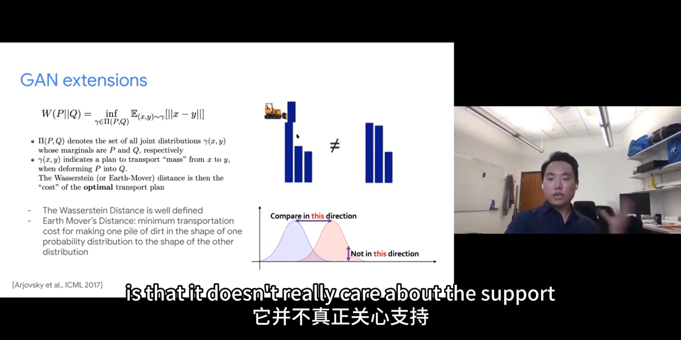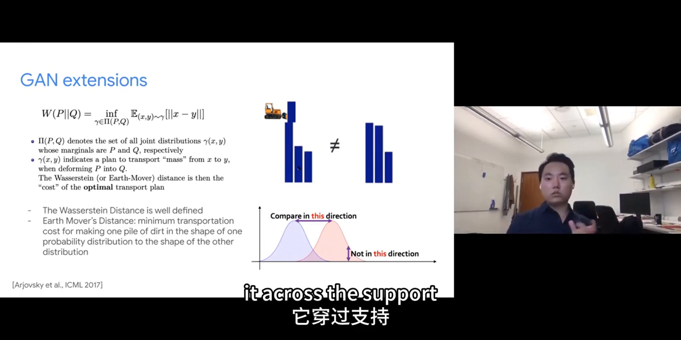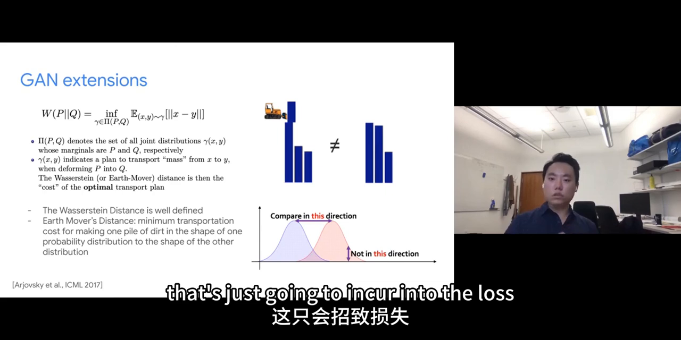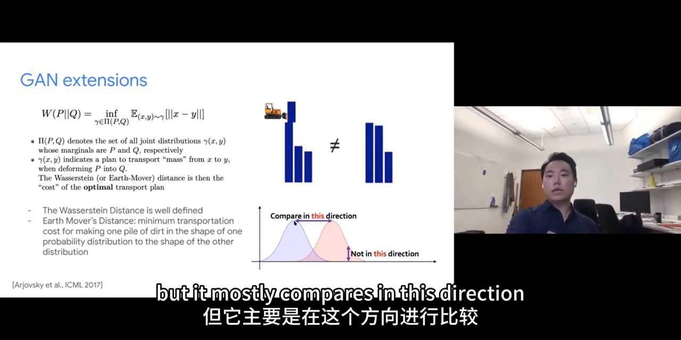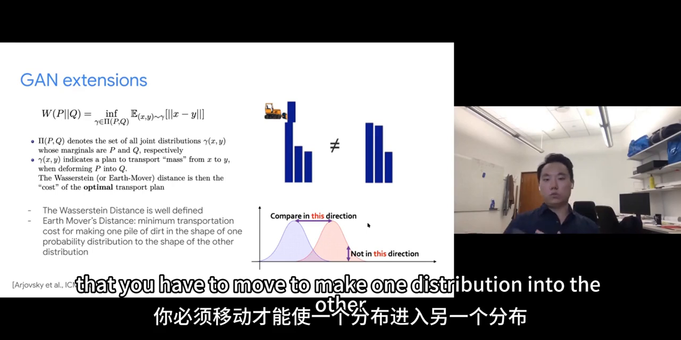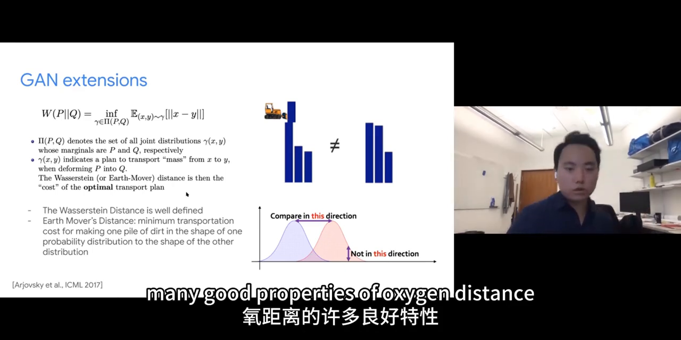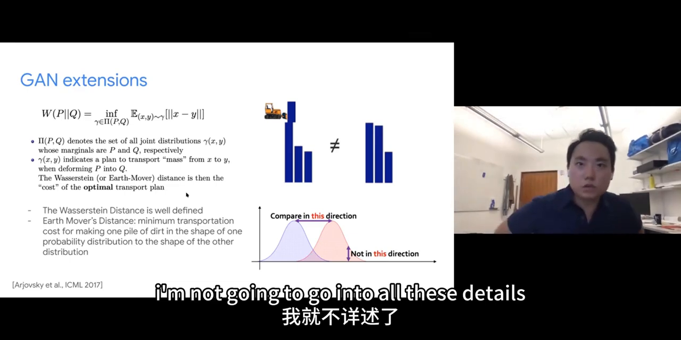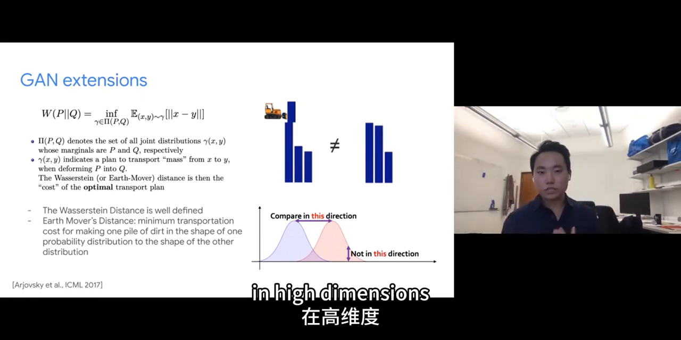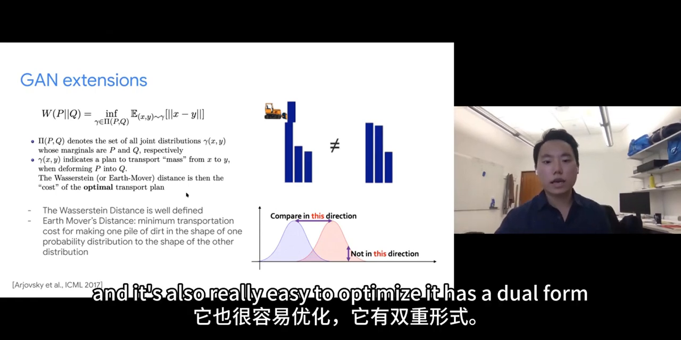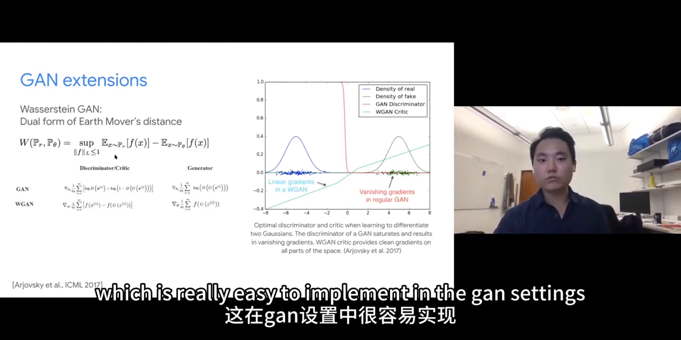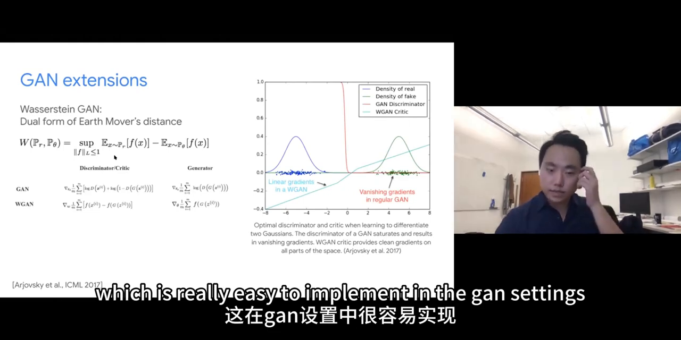The good thing here is that it doesn't really care about the support. It's trying to move mass across the support. If the supports are far apart, that's just going to be incurred in the loss. But it mostly compares the amount of mass that you have to move to make one distribution into the other. There are many good properties of the Wasserstein distance. I'm not going to go into all these details, but it's much more well-defined, even in high dimensions and where supports do not overlap. And it's also really easy to optimize. It has a dual form, which is really easy to implement in the GAN setting.